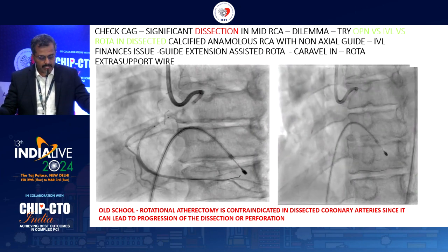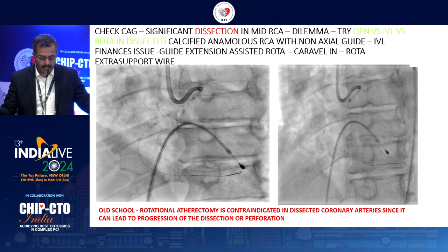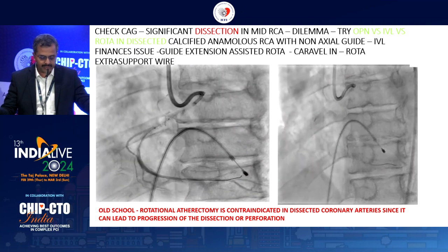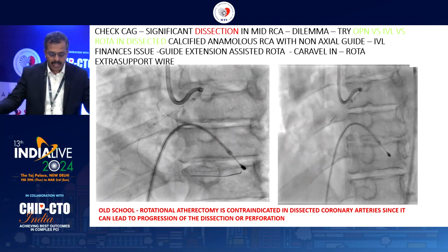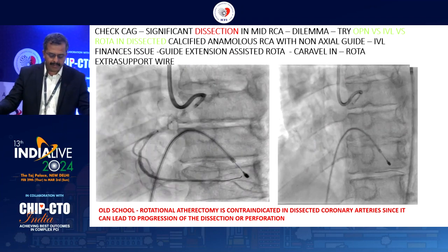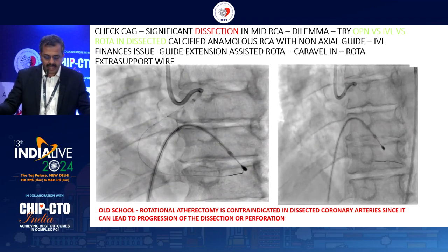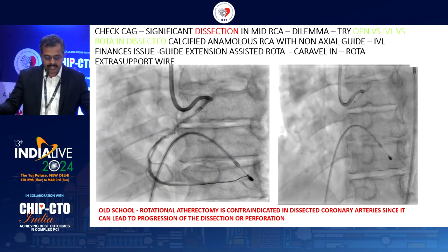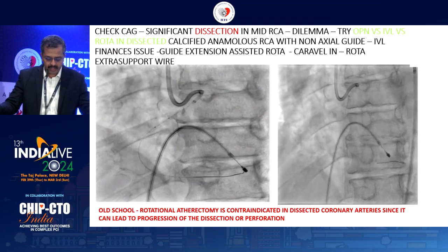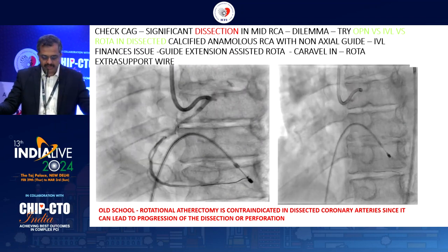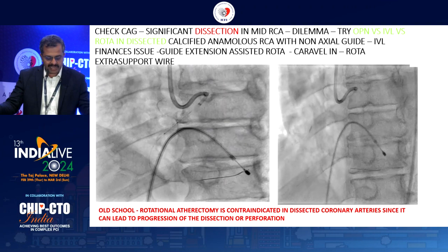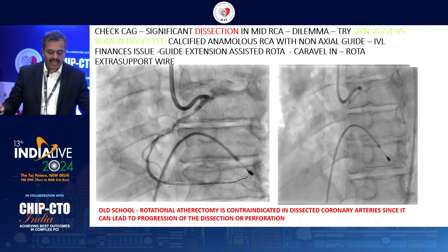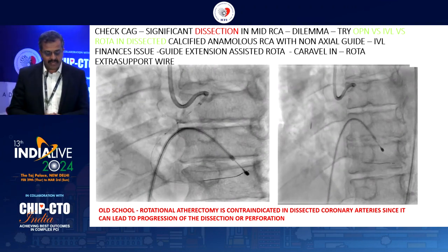Now we did a check shot and found significant dissection in the mid segment, probably from our attempts of dilation with the 2.25 and 2.5 balloon. We had OPN, but we tried and it didn't track. IVL was out of option because of financial constraints. So the option left was rota in a dissected calcified anomalous RCA with a non-coaxial guide.